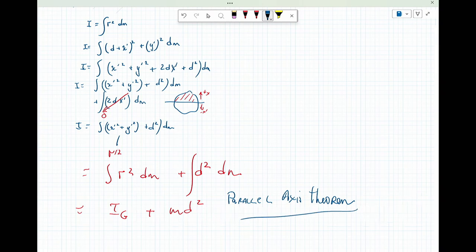And the parallel axis theorem is going to be very important to you. For the rest of the course, you are going to use it on a weekly basis, and this is how you shift things from the center of mass.